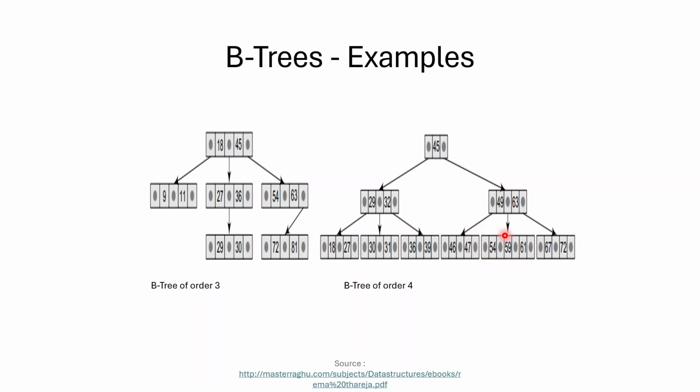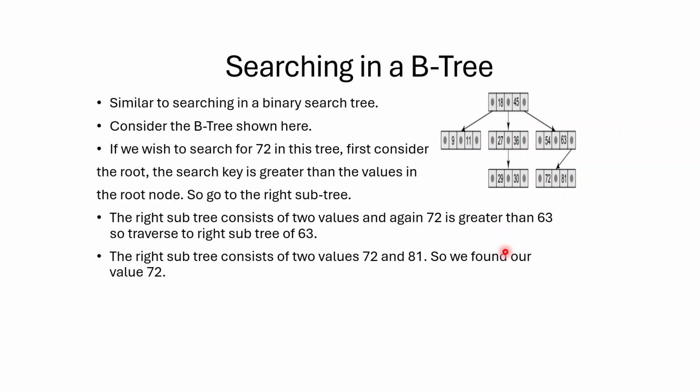Yeah, 3 data are there. Here 2, here 1. Minimum of 1 and maximum of 3. So this is the B tree of order 3 and this is the B tree of order 4. So how do you search a data?